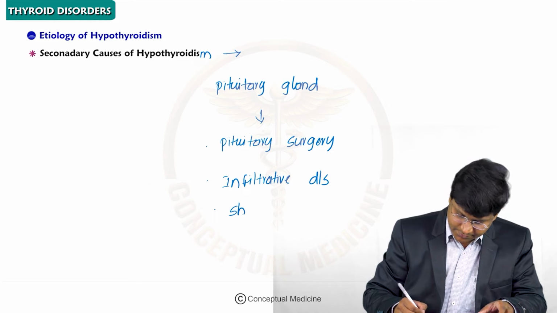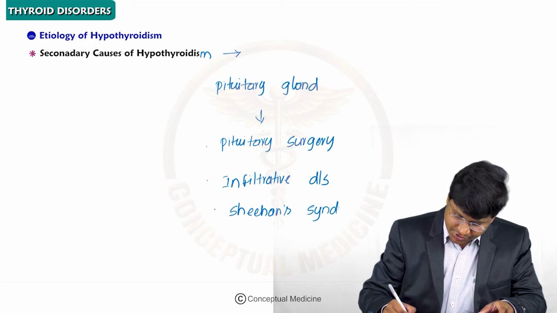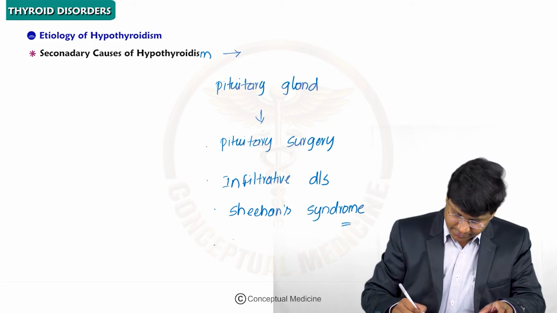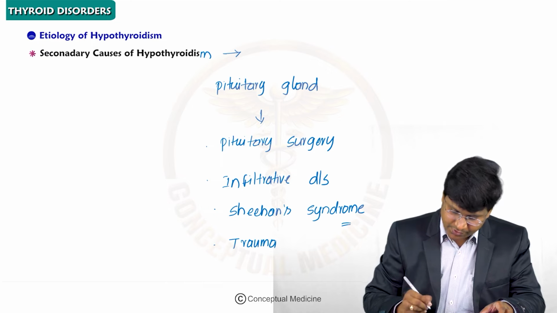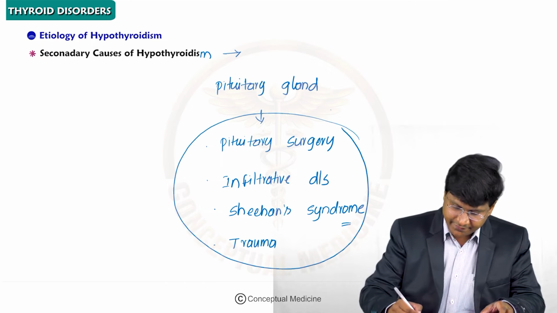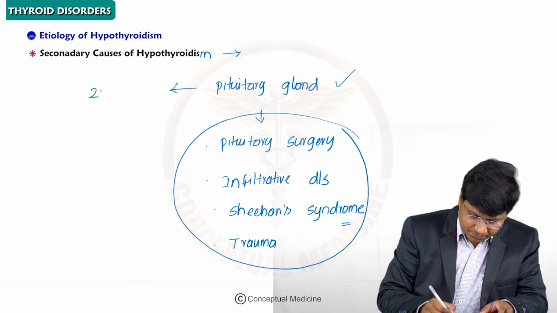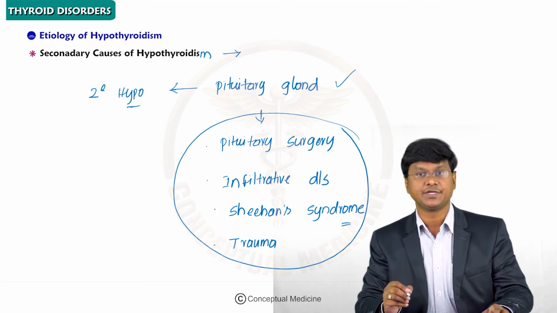Then Sheehan syndrome. So what is this Sheehan syndrome? It is postpartum hypopituitarism. That is your Sheehan syndrome. Then trauma to the pituitary gland. So these are all the conditions which will affect the pituitary gland that will result in secondary hypothyroidism.